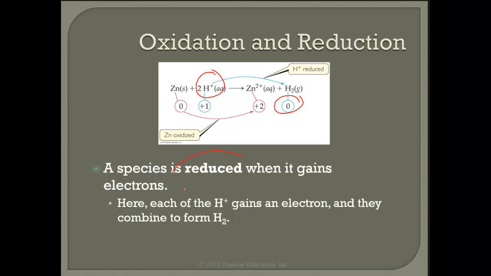I remember reduced by the phrase GER. Gain electrons, reduced. So if we put it together, LEO GER. Lose electrons, oxidized. Gain electrons, reduced.